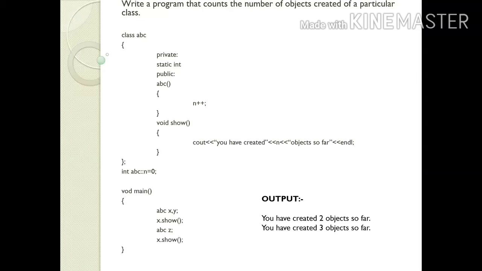This program creates 3 objects X, Y and Z. Each time an object is created, the constructor is executed. That increases the value of n by 1.